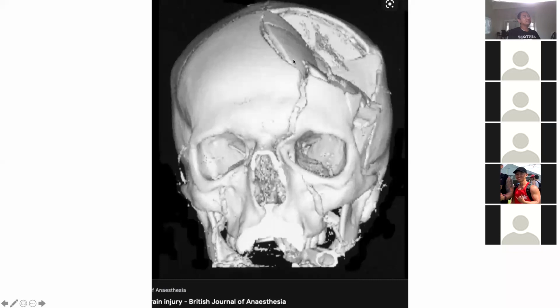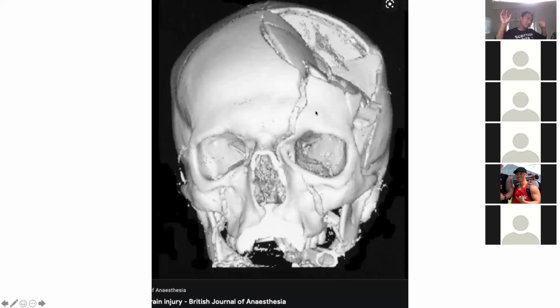The frontal bone and parietal bone. Yeah, that's very good. Frontal bone and parietal bone. I'm not sure it will extend into the temporal bone, but at least it is obvious that the parietal and frontal are involved.